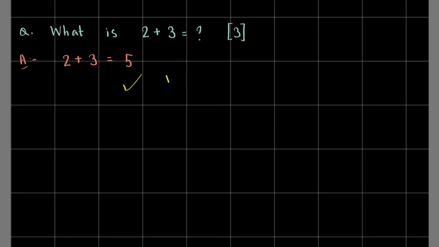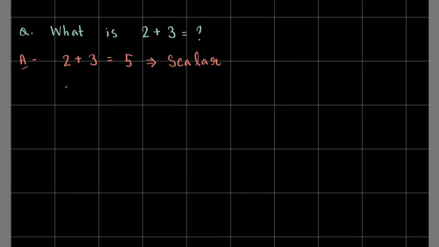Listen carefully. Listen very carefully. Okay. 2 plus 3 equals 5. I'll rub out the marks bit as well. 2 plus 3 equals 5 is absolutely correct in a scalar notation. In a scalar notation. Okay.